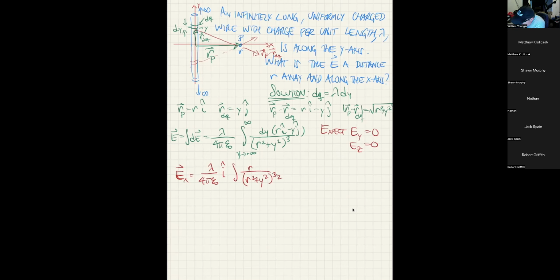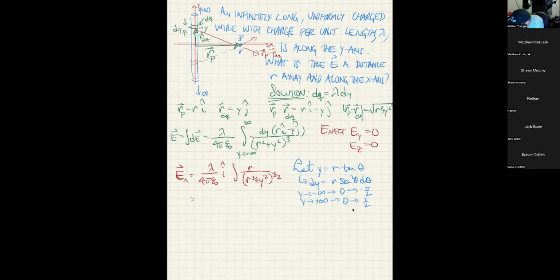Okay. Now let y equal r tangent theta. Then dy, this is called a trig substitution, dy is equal to r secant squared theta d theta. And y approaching negative infinity implies theta going to negative pi over 2, and y approaching positive infinity is the same thing as theta approaching pi over 2. So that's something we can keep in mind.